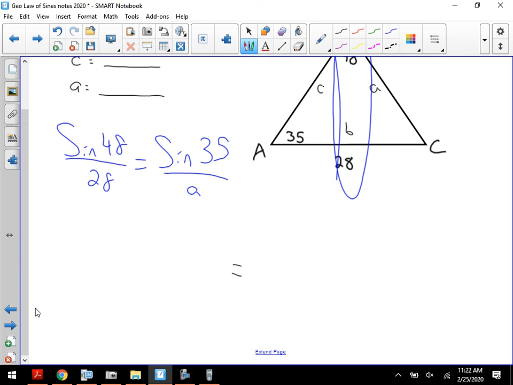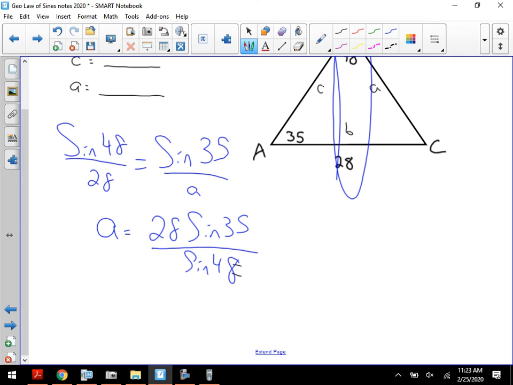Multiply. So your value of little a winds up being 28 times the sine of 35 over the sine of 48. We did exchange-o change-o and multiply by the denominator. Now, just like before, we have some crappy decimals. The sine of 48 is a crappy decimal, the sine of 35 is a crappy decimal, and 28 is the only clean-ish number. What we would do is just use the calculator with the fraction bar and type it in.